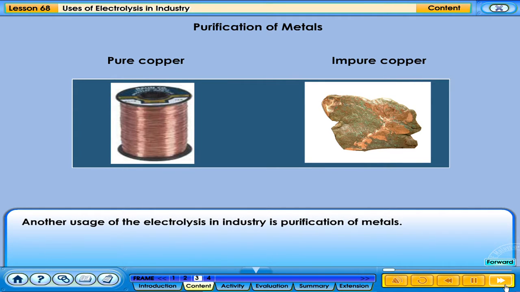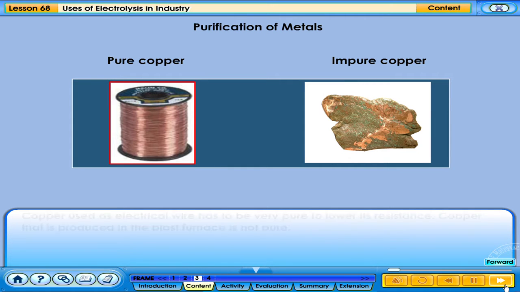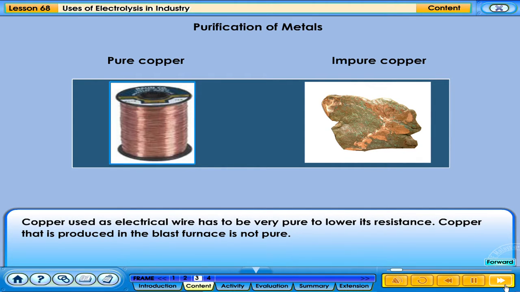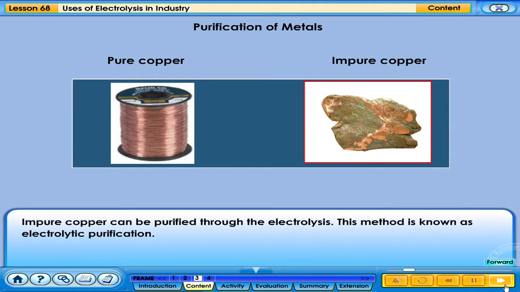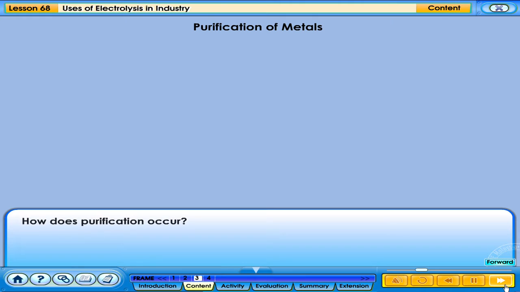Another usage of the electrolysis in industry is purification of metals. Copper used as electrical wire has to be very pure to lower its resistance. Copper that is produced in the blast furnace is not pure. Impure copper can be purified through the electrolysis. This method is known as electrolytic purification. How does purification occur?